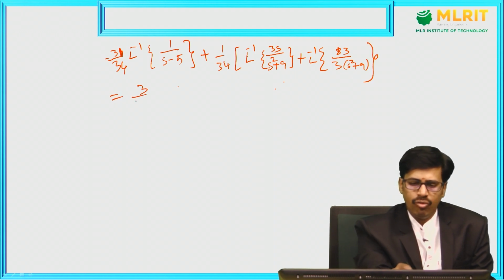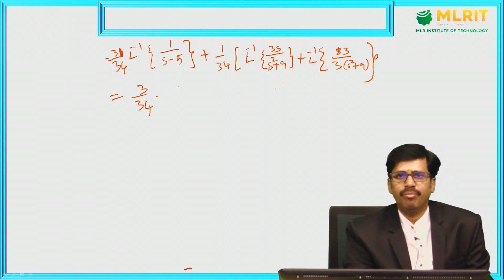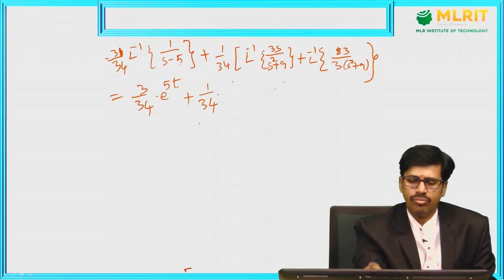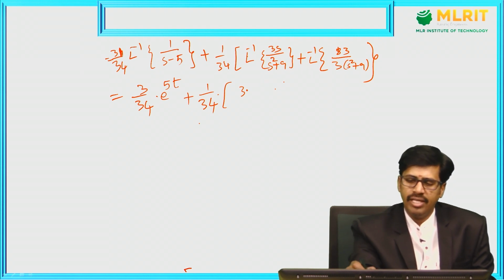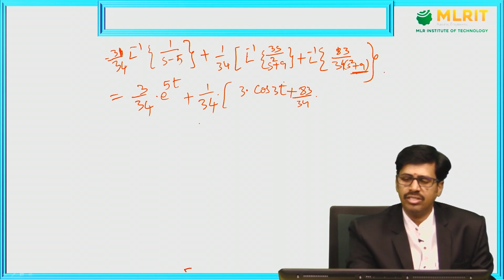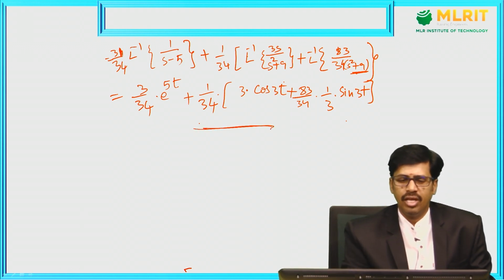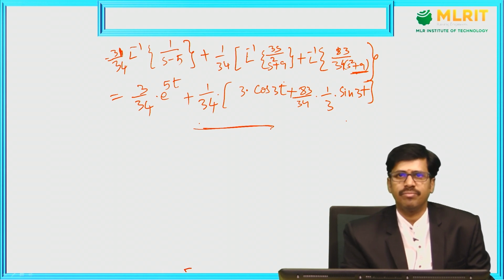So, 31 by 34 into, what is L inverse of 1 by (s minus 5), e power 5t, plus 1 upon 34 into, this 3 take it outside, L inverse of s by (s square plus a square), here remains 3. So, this can be written as cos 3t, plus 83 by 34 into L inverse of 1 by (s square plus a square) is 1 by a sin at, here a means 3. So, this is how we find the inverse Laplace transform using partial fractions.